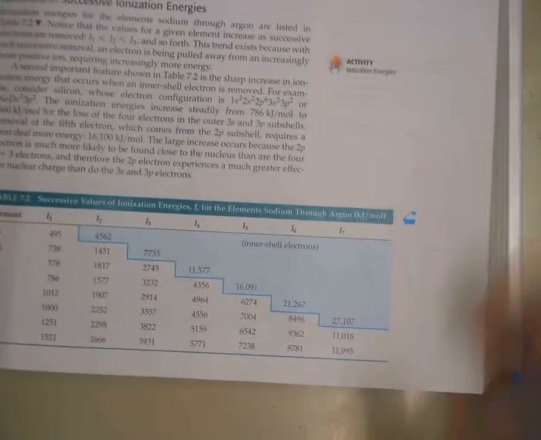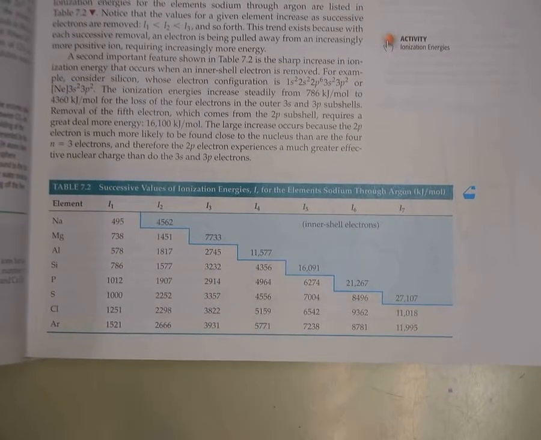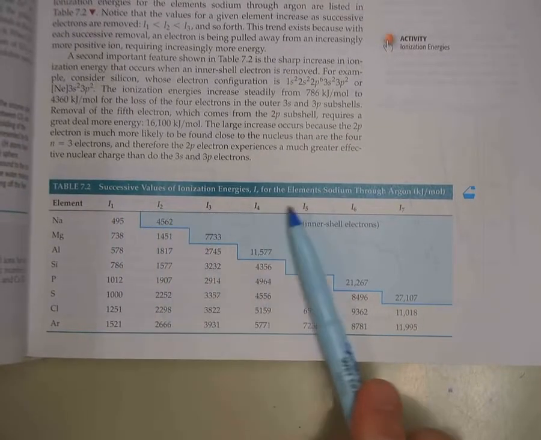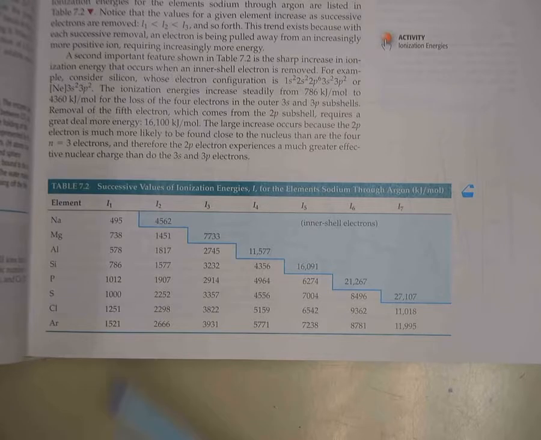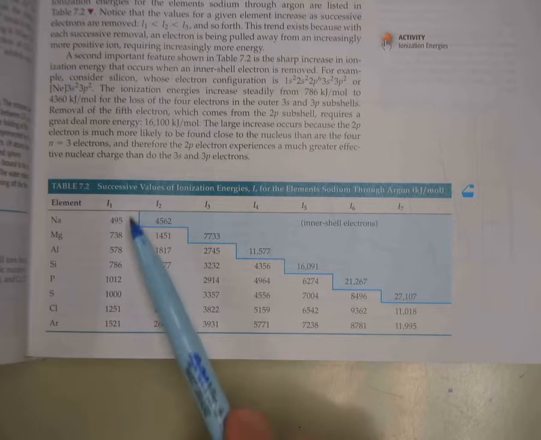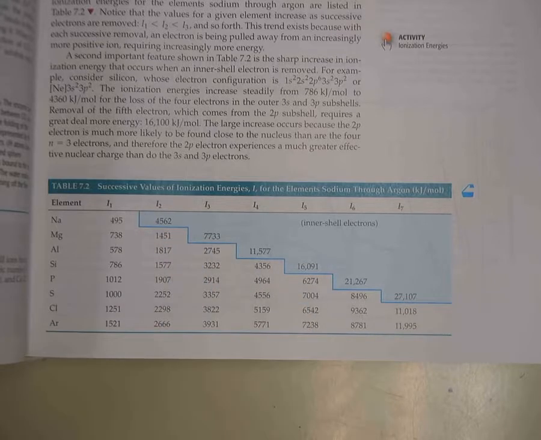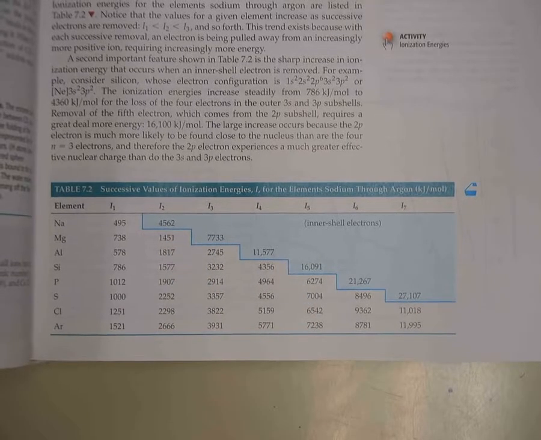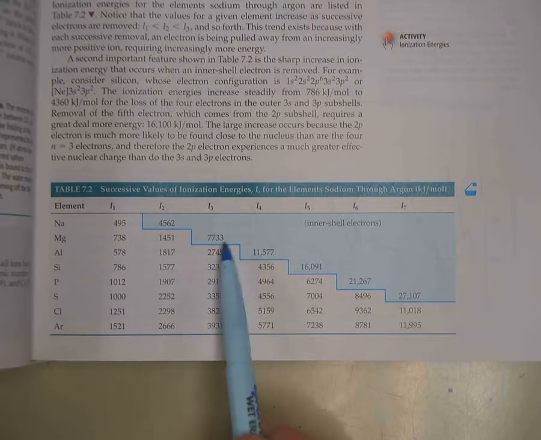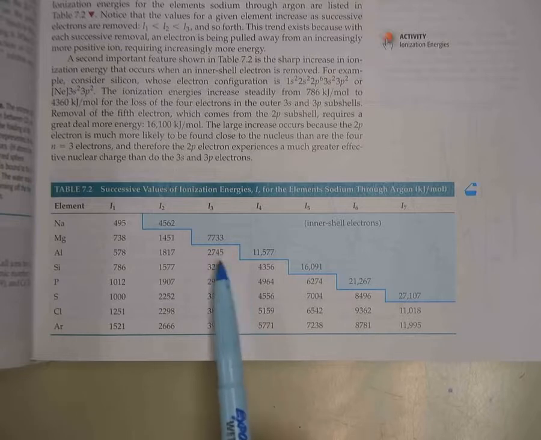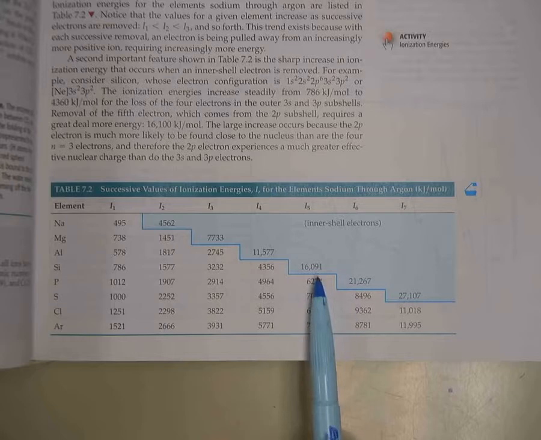You can see right here is a nice little graph or table of the successive values of ionization energies for the elements sodium through argon, which is period 3 on the periodic table. And you can see that the second ionization energy is always larger than the first. And then they have a blue line right here where the ionization energy takes a quantum leap or jumps a lot. It goes from 495 to 4,000, from 1,400 to 7,700, from 2,700 to 11,000, from 4,000 to 16,000.